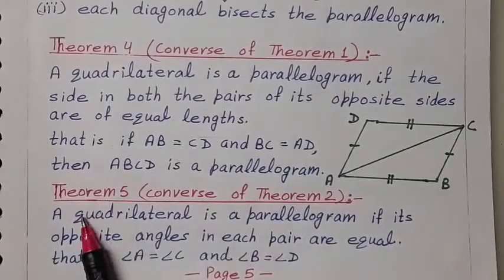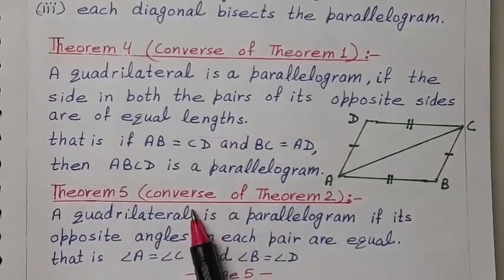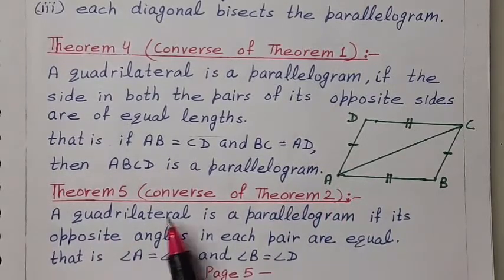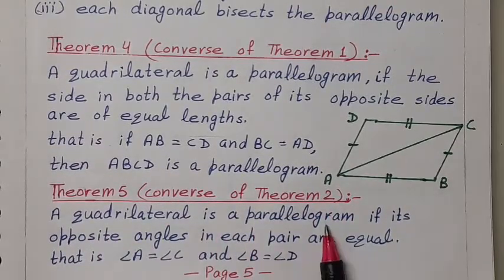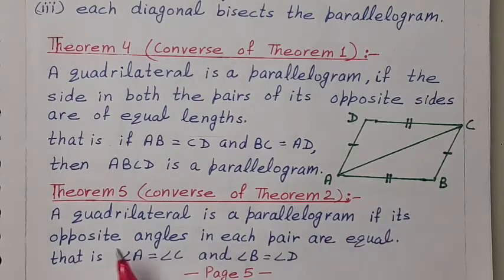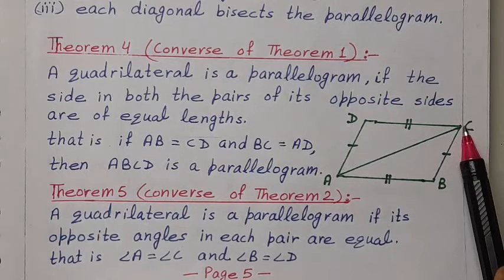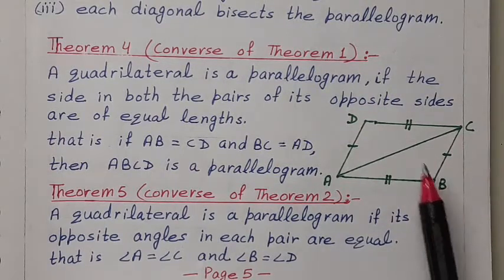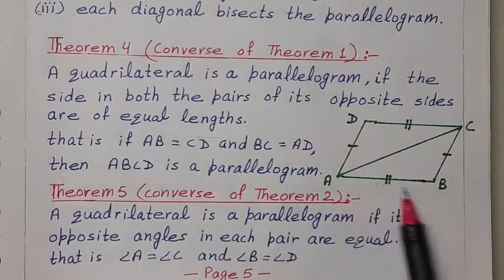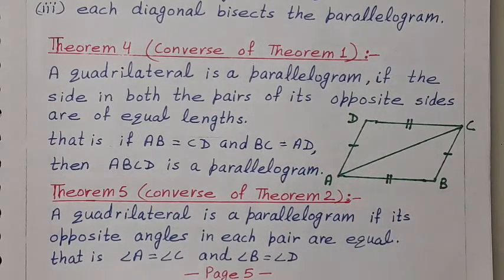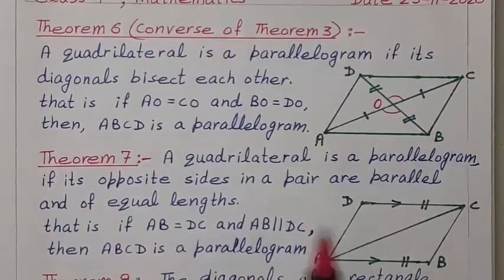Now, theorem number 5, that is converse of theorem 2, is: a quadrilateral is a parallelogram if its opposite angles in each pair are equal. That is, if angle A is equal to angle C and angle B is equal to angle D, then ABCD is a parallelogram. Clear?